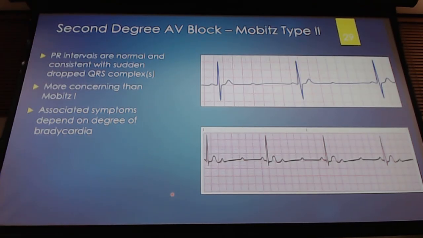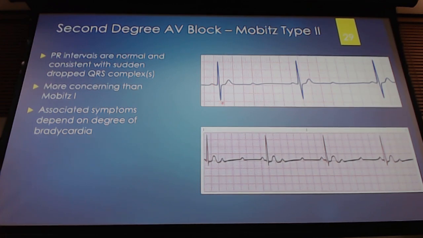We have a second degree block, Mobitz type 2, again, more significant, more serious complication. Most of these patients with a type 2 end up with a pacemaker. Okay, most of them end up with a pacemaker. So here, our PR intervals are normal, okay? But we have sudden drops periodically of the QRS complex. So PR intervals themselves are normal when they're there. Okay, we have PR interval.